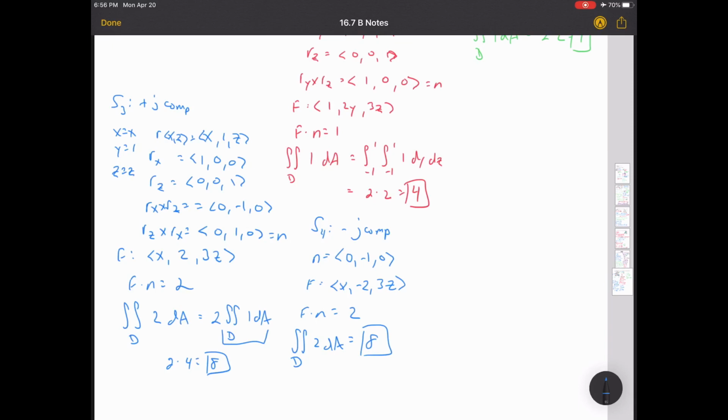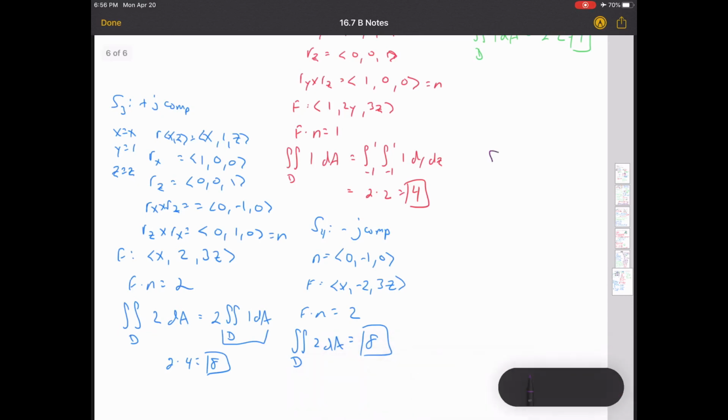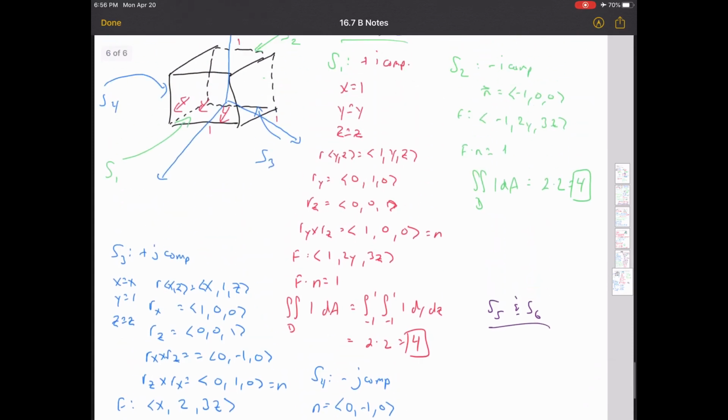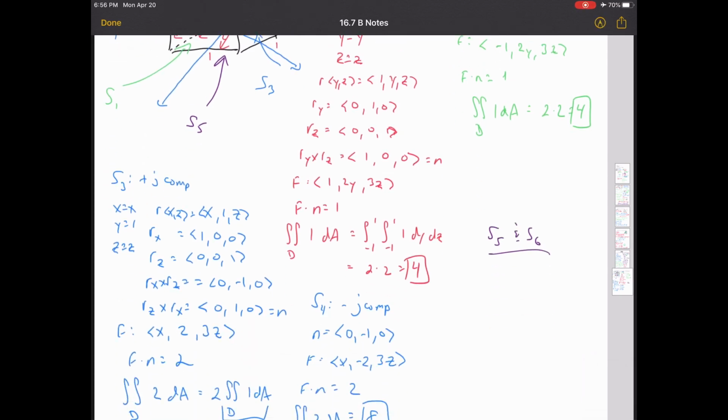All right. S sub 5 and S sub 6 we're going to kind of combine, and we're going to show it's going to be done the same way. So S sub 5 we'll call the bottom, I guess, and then S sub 6 we'll call the top of this thing. Now we are going to take some shortcuts on this one. We know that the normal vector, if we do S sub 5, the z component needs to be negative. It needs to be going down. So the normal vector is going to be 0, 0, -1.